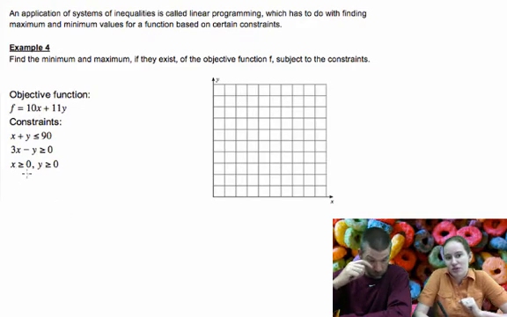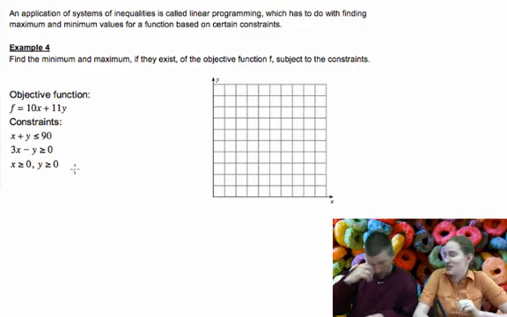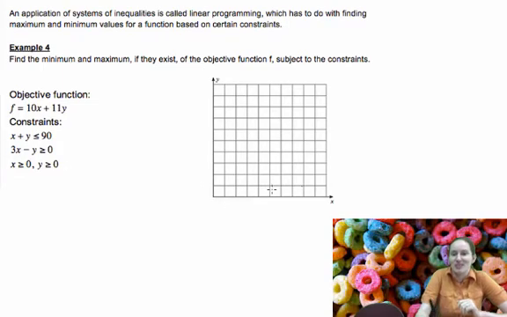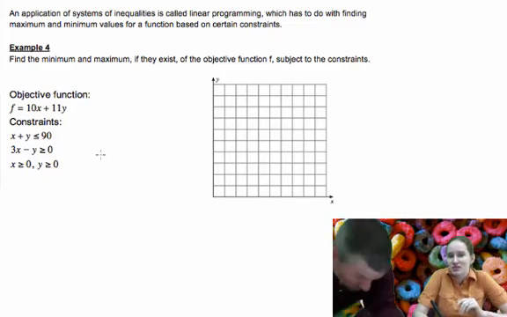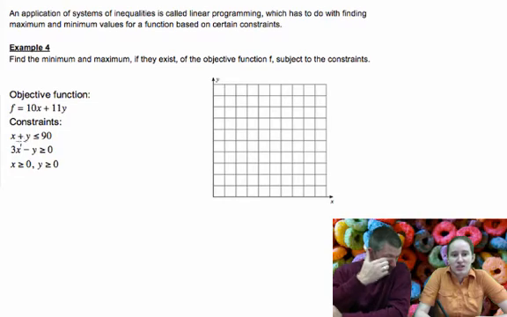So x is greater than or equal to 0 and y is greater than or equal to 0 just means we're going to be in the first quadrant. That's why my graph is only first quadrant here. Most, if not all of them, should have that because we're talking about real world problems where x and y would not be negative numbers. So we need to graph.